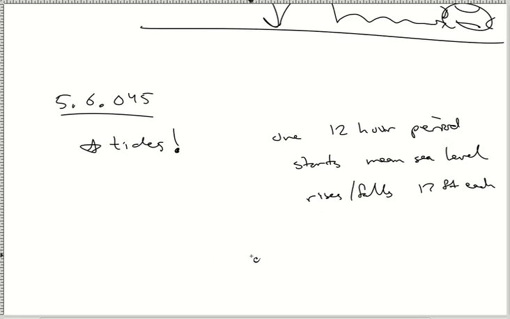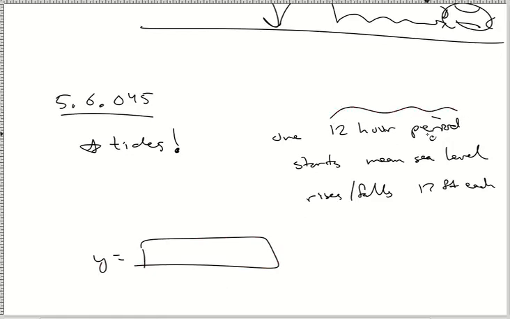Okay, go. What's the function? Well, a 12-hour period means that's the period. 12 is equal to 2 pi over b. Okay, so b would be 2 pi over 12. B is equal to pi over 6. So already we can get that much.